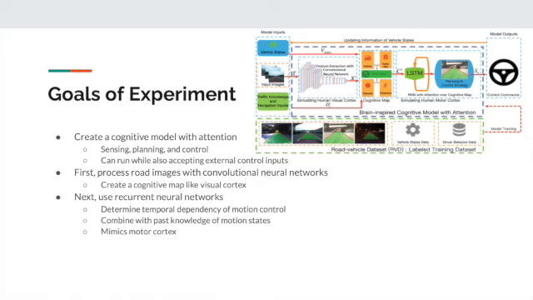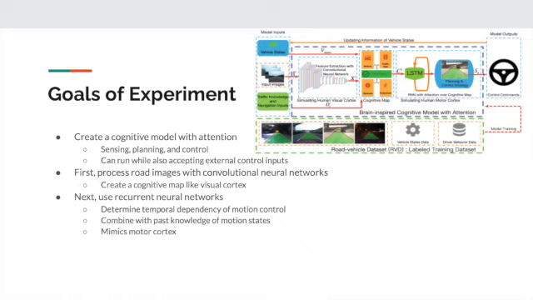So, these researchers wanted to create a cognitive model with attention, which is just the technology that will allow the self-driving car to operate. This will allow the car to sense, plan, and control all at the same time while also accepting external control inputs, which the other methods of producing self-driving cars that their technology currently cannot do.